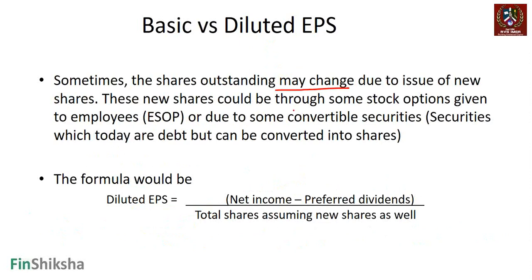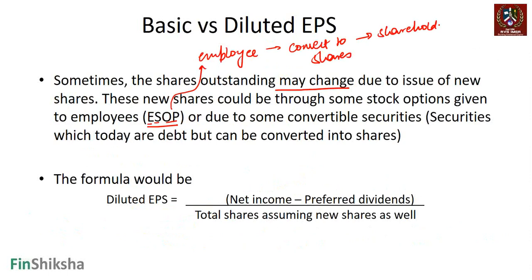These shares could be through some sort of stock options given to employees, called ESOPs. ESOP stands for employee stock options. Employee stock options are basically given to employees in the form of compensation, where they can convert it to shares. So they can convert it to shares and they become effectively more than employees, they become sort of shareholders in the company.